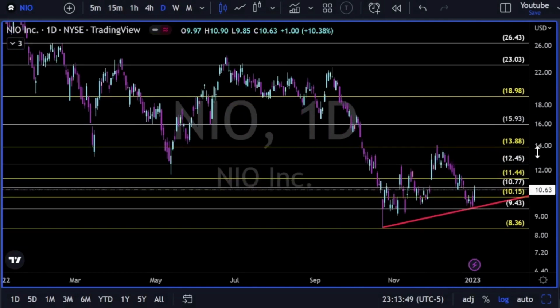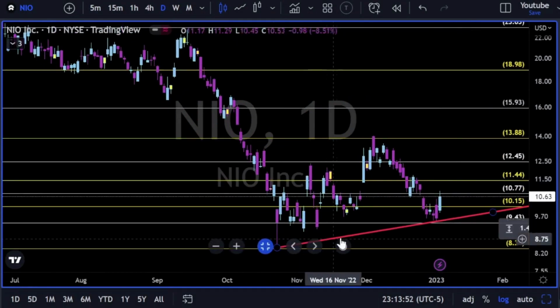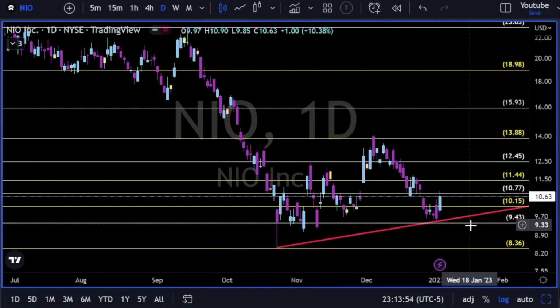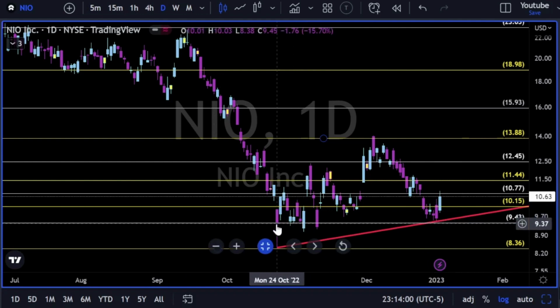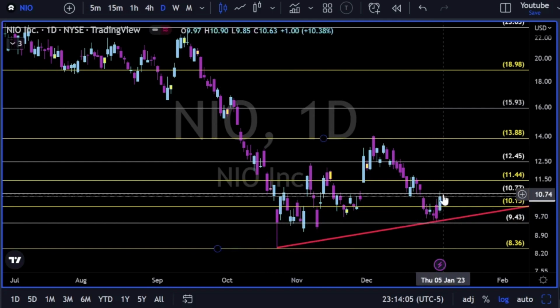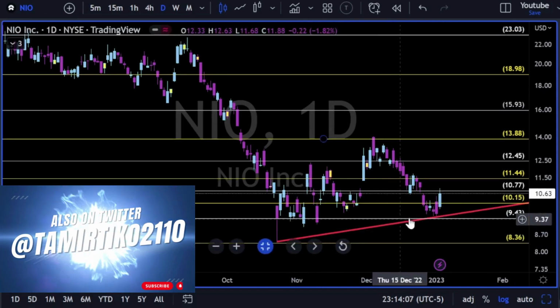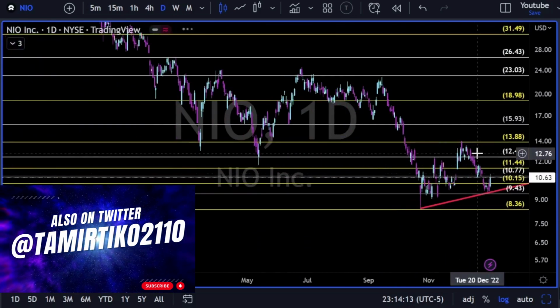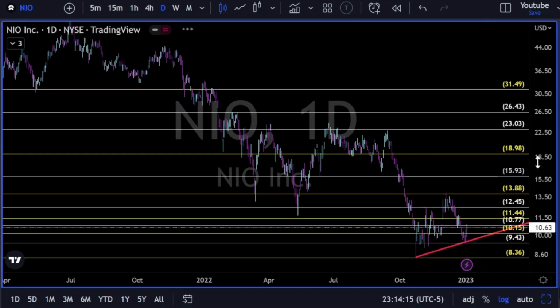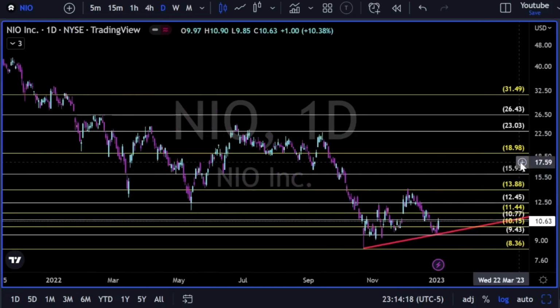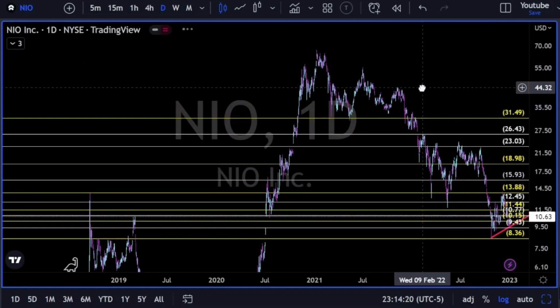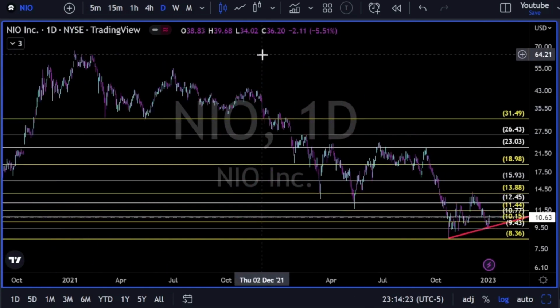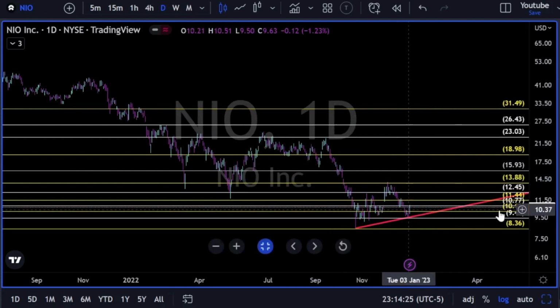NIO, short term, higher lows, 943 is a very important level of support for price. As we can see, since October, 943 held as support. Also now, and now, trying to bounce off this red trend line. We still have a very long way. Do not get FOMO. Don't trade FOMO. Trade the chart. Remember that NIO came down from 64. It's now in the 11 area.